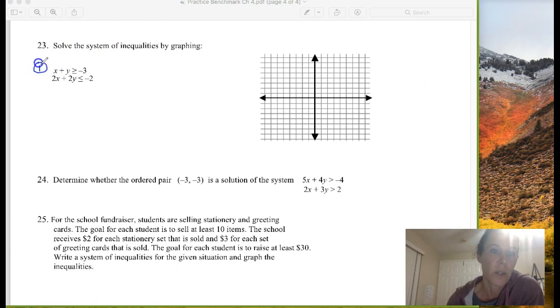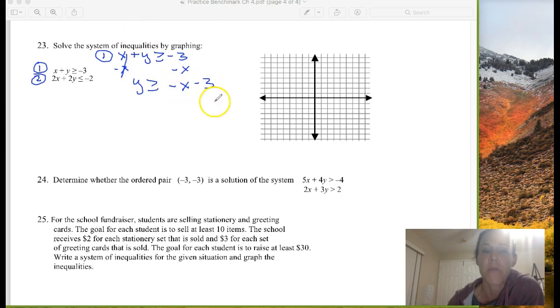So let's go equation 1, equation 2. Let's start with equation 1, put it in slope-intercept form. So I'm going to go x plus y is greater than or equal to negative 3. Subtract x from both sides to get it in slope-intercept form, and I'm going to go y is greater than or equal to negative x minus 3.